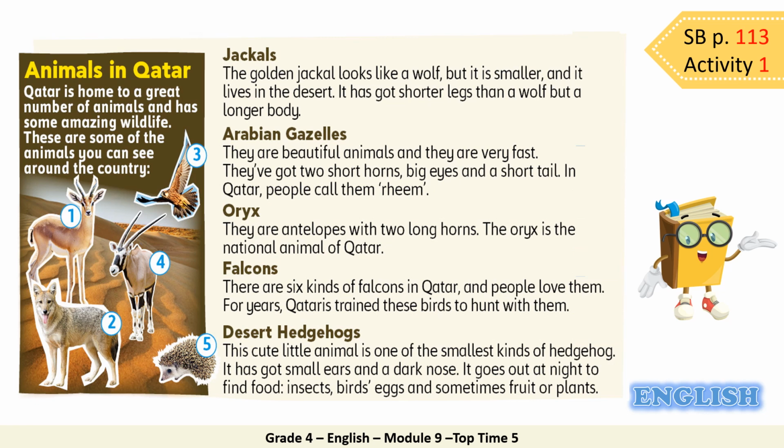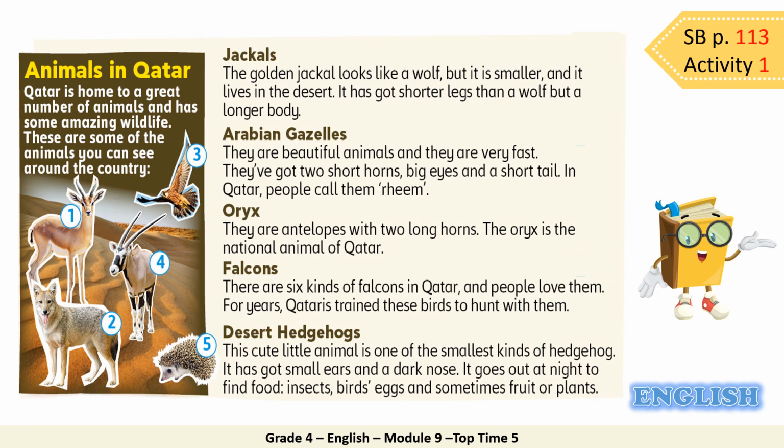Animals in Qatar. Qatar is home to a great number of animals and has some amazing wildlife. These are some of the animals you can see around the country. Jackals. The golden jackal looks like a wolf, but it is smaller and it lives in the desert. It has got shorter legs than a wolf, but a longer body. Arabian gazelles. They are beautiful animals and they are very fast. They've got 2 short horns, big eyes, and a short tail. In Qatar, people call them reem, oryx. They are antelopes with 2 long horns. The oryx is the national animal of Qatar.